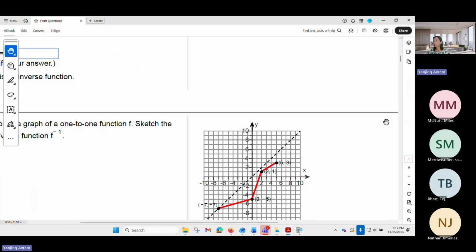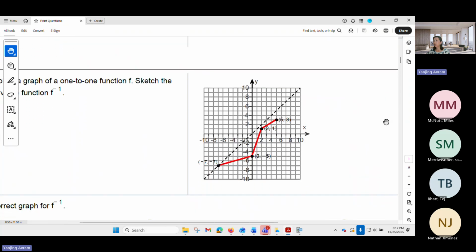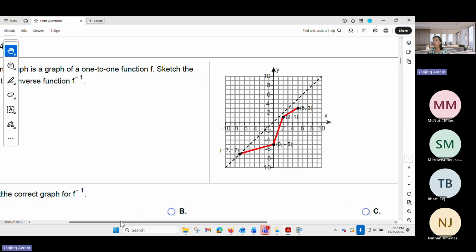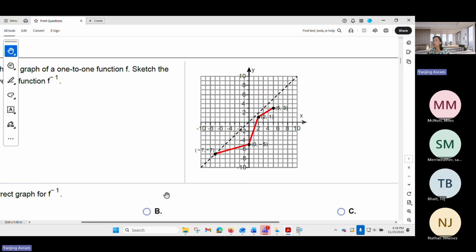Okay, so here is the graph. How do we find the inverse by the picture? By this graph, we don't have a function, but this is all straight line. So if you just find these four points' inverses and then connect them together, that would be the inverse. There's no equation here that you can find.